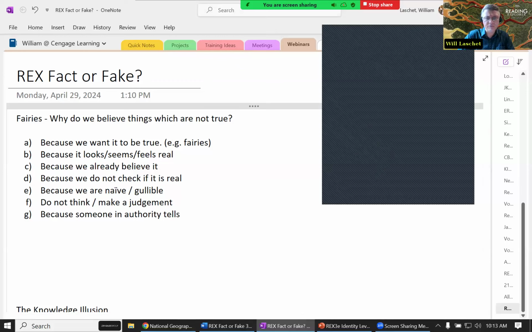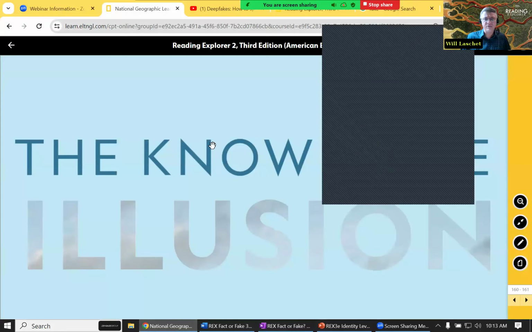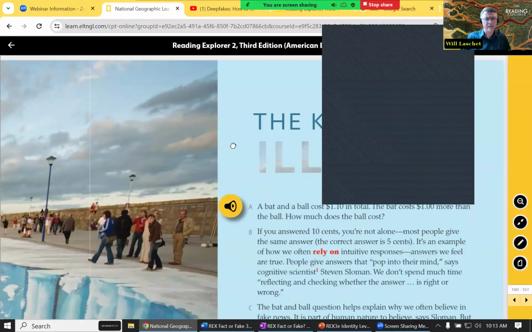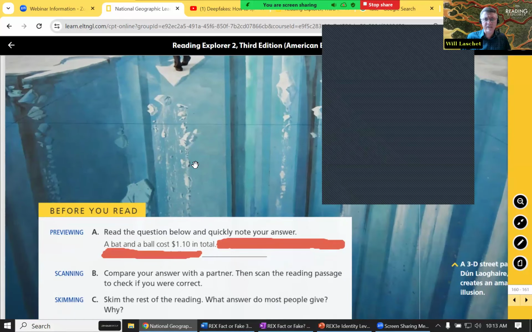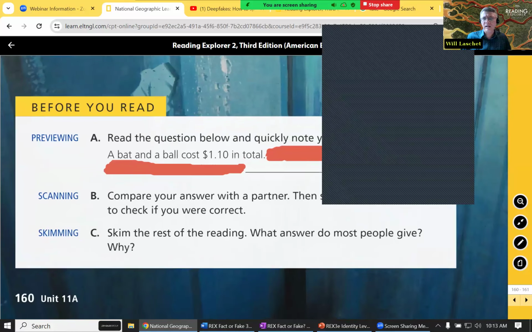Can you give us an example of someone in authority we might believe? A family, a teacher, right? Okay, yeah, we're going to believe what our teacher tells us often. Great. So we've got all these reasons. That's fantastic. You've got some really good reasons there about why we believe things that are not real. Okay, let's go back into our article and we're going to do a little example before we check your answers there. We're going to do this little experiment.